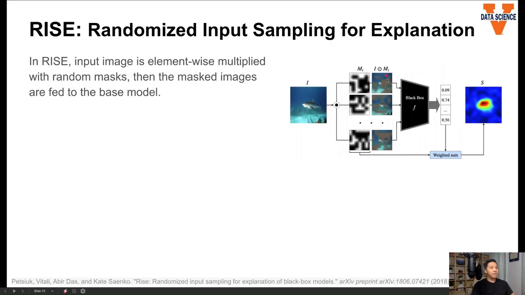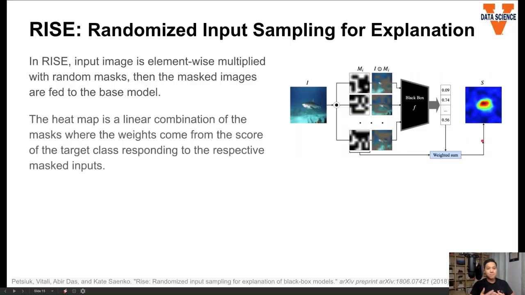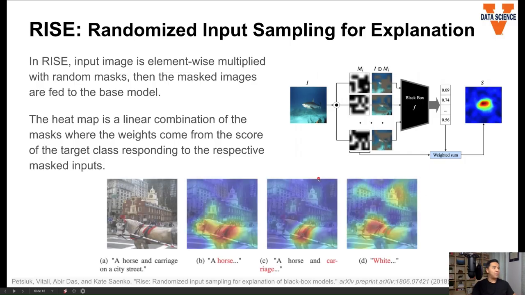So you have a bunch of these images, and you feed them again into the black box, and you get the scores. And then you take these scores and do a weighted sum of the masks. If you do a weighted sum of these scores on the masks, what you get is a heat map, a linear combination of the masks, where the weight comes from the score of the target class corresponding to the masked input. And the nice thing about this is that you can apply it on maybe an image captioning application.